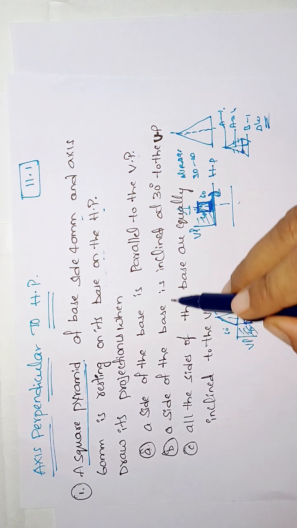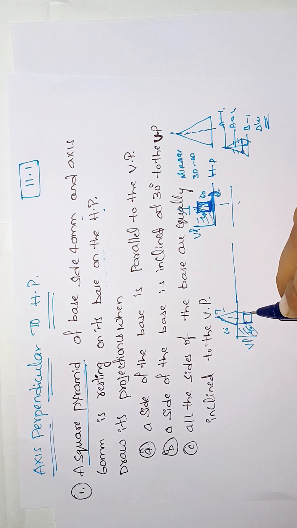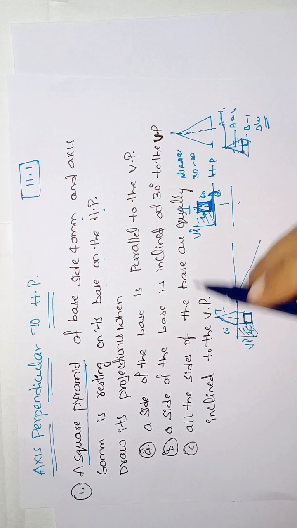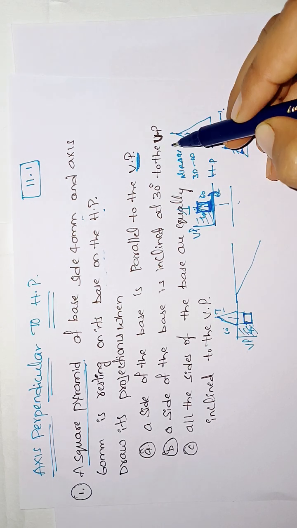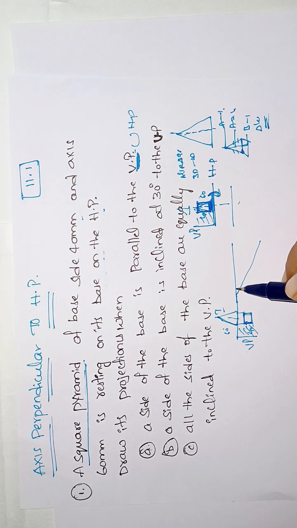Second, a side of the base is inclined at 30 degrees to the VP. You take any side of the base and draw a 30 degree angle to the VP. VP means it is situated on HP, so it is clockwise rotation. That's why it comes downside of the reference line.